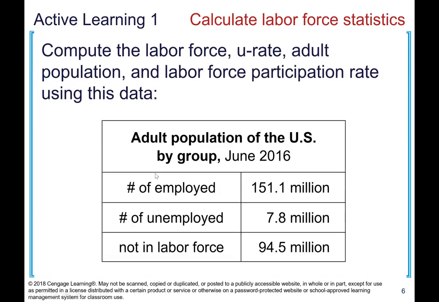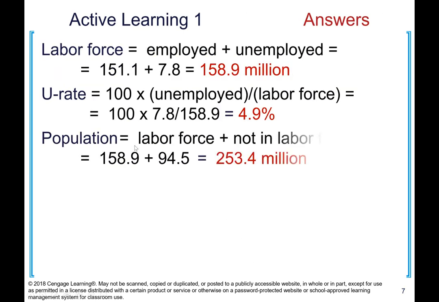Here is an exercise. Compute the labor force, unemployment rate, adult population, and labor force participation rate. You're given the adult population of the United States by group, June 2016. Number employed was 151.1 million. Number unemployed was 7.8 million. Not in the labor force is 94.5 million.